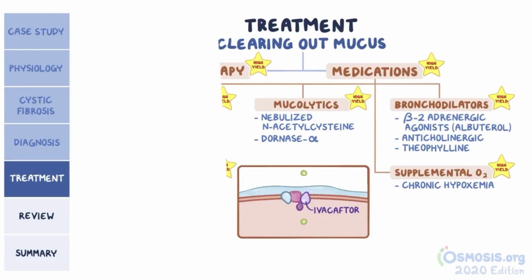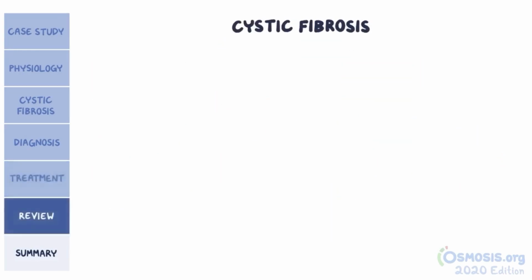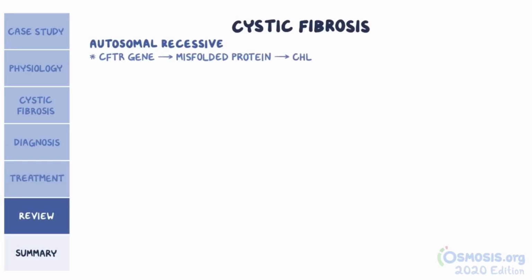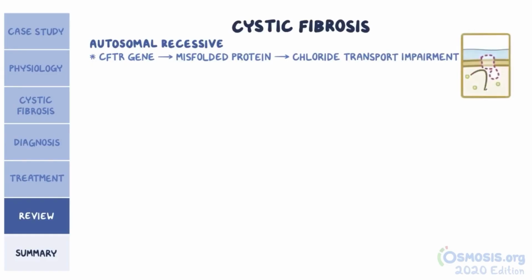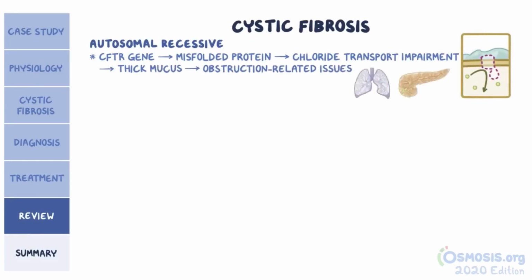Alright, as a quick recap. Cystic fibrosis is an autosomal recessive disorder involving the CFTR gene. The misfolded protein it encodes causes chloride transport impairment in the mucus and sweat-producing cells, resulting in an abnormally thick mucus. This causes obstruction-related issues with the lungs and pancreas, as well as other organs and tissues.